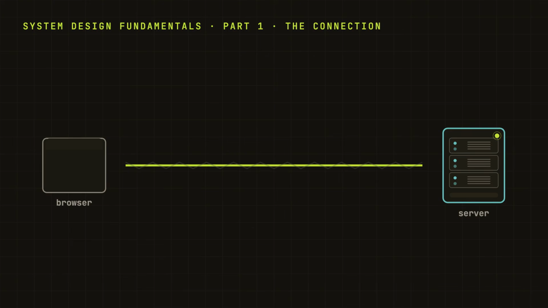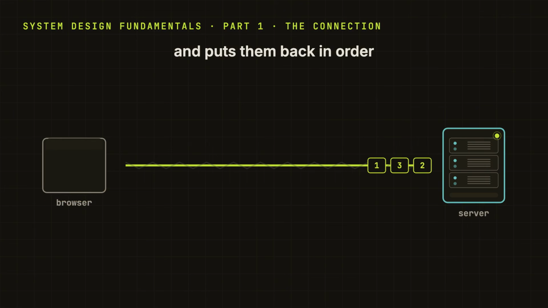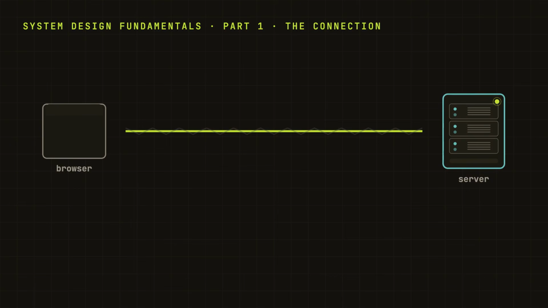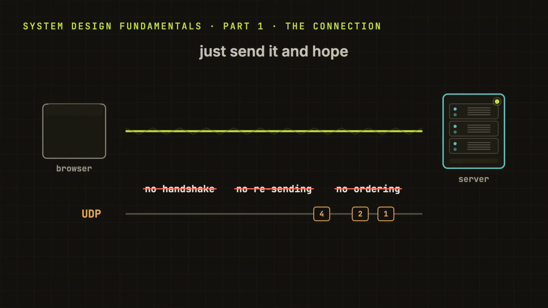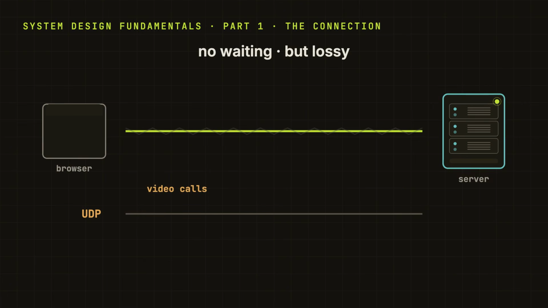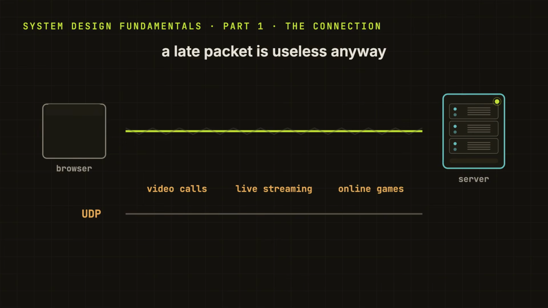And after that, TCP keeps track of everything. If a packet gets lost, it notices and sends it again. If packets arrive out of order, it puts them back in order. And quick contrast interviews like: there is another protocol called UDP, which does none of this. No handshake, no resending, no ordering. It just sends the data and hopes it arrives. And that sounds worse, but it is actually faster. So it is used where speed matters more than perfection, like video calls or live streaming or online games, where an old packet is useless anyway.